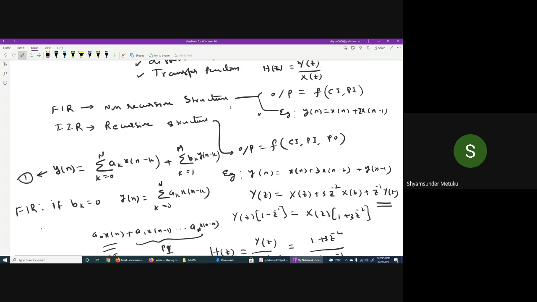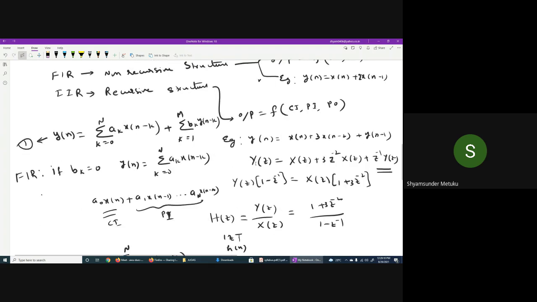So to indicate in a mathematical format for the non-recursive structures, we can write that the output is a function of the current input and past inputs. One example is y(n) = x(n) + 2x(n-1), where x(n) is the current input and x(n-1) is the past input.